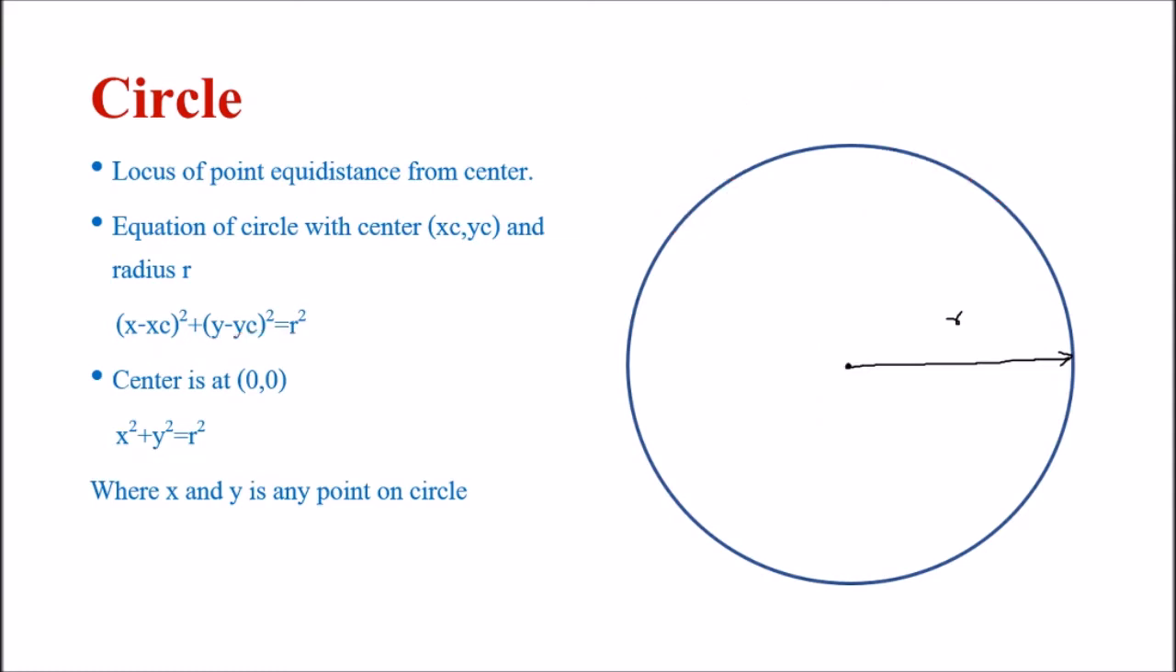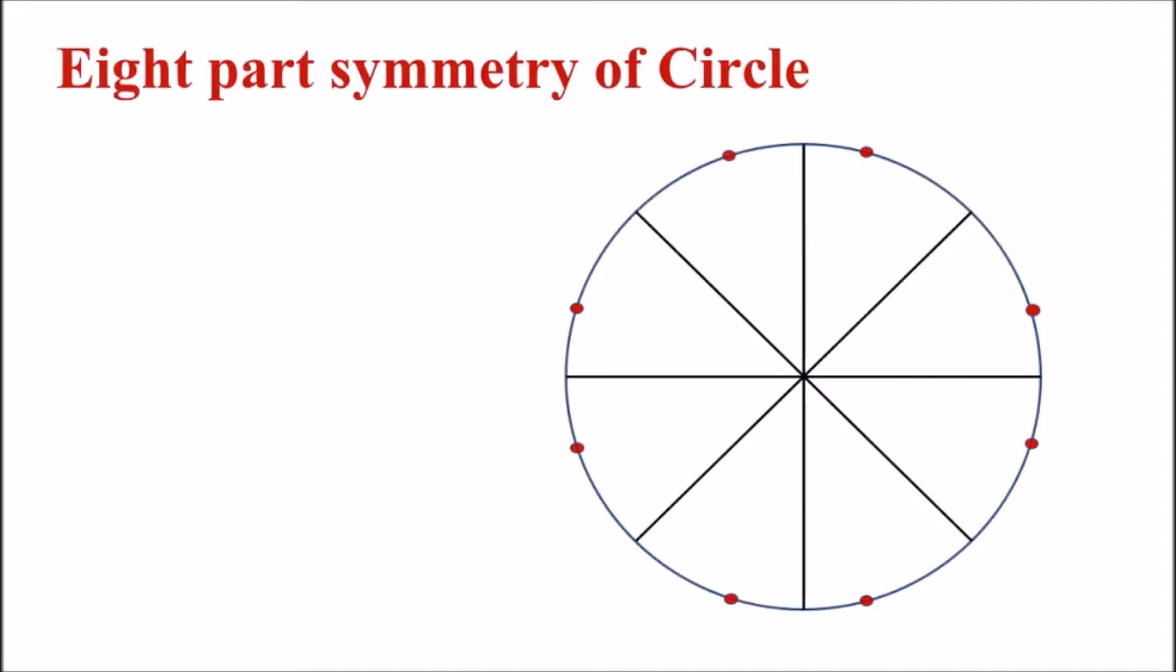Now the circle can be divided into a number of parts and all the parts are symmetric, but for our algorithm we are dividing the circle into 8 parts. If you draw a circle and divide it into 4 parts, then all parts are similar or equal. So we can divide the circle into any number of equal parts, but for our simplification and for our algorithm we are dividing it into 8 parts.